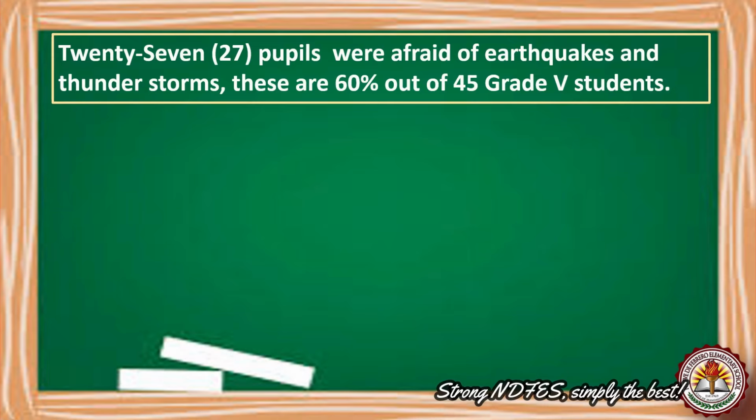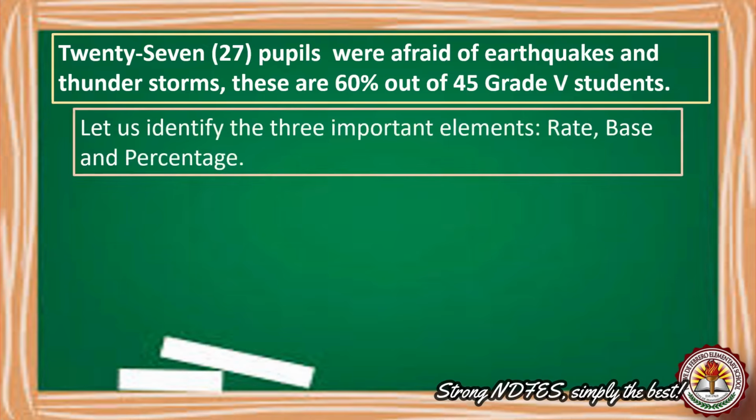Children, let us have an example through problems. 27 pupils were afraid of earthquakes and thunderstorms. These are 60% of 45 grade 5 students. Let us identify the three important elements, rate, base, and percentage in this problem.